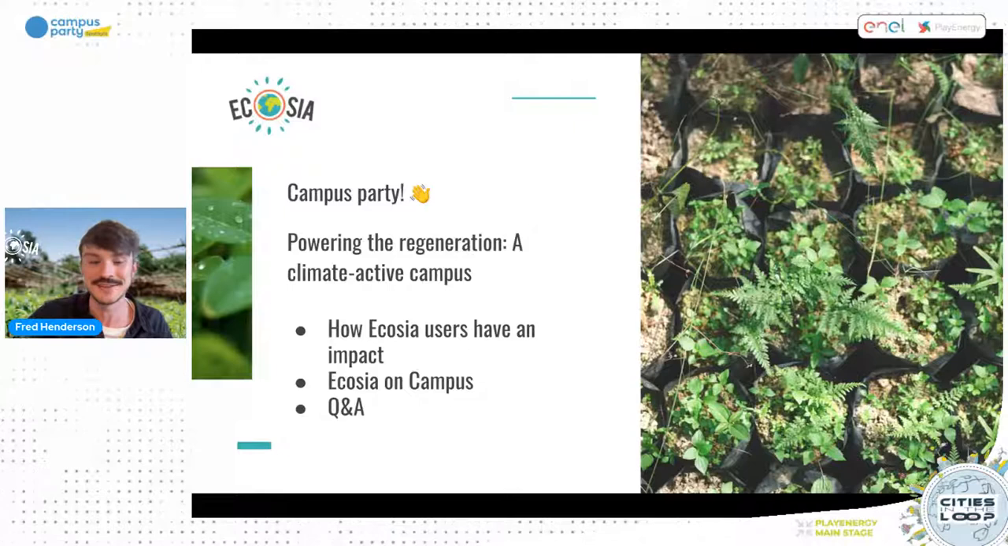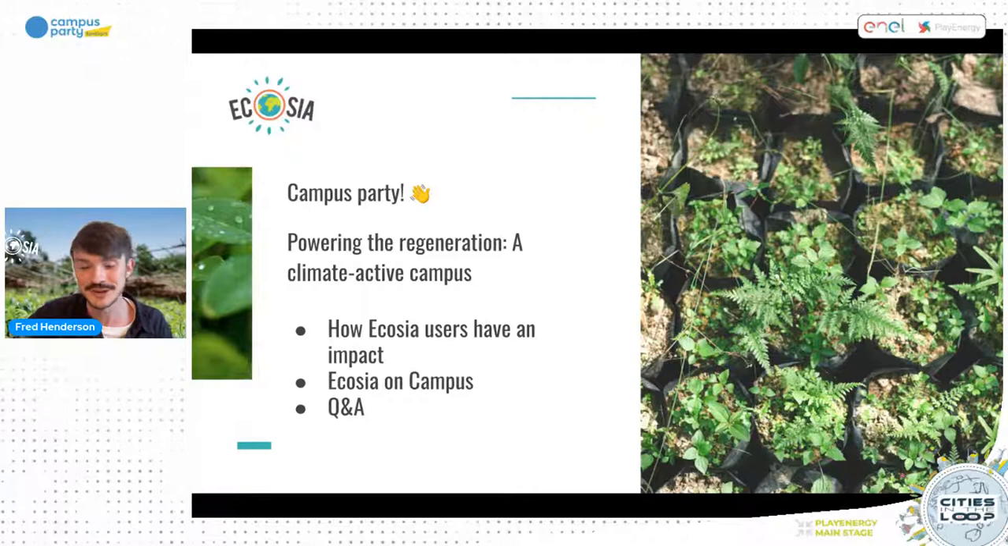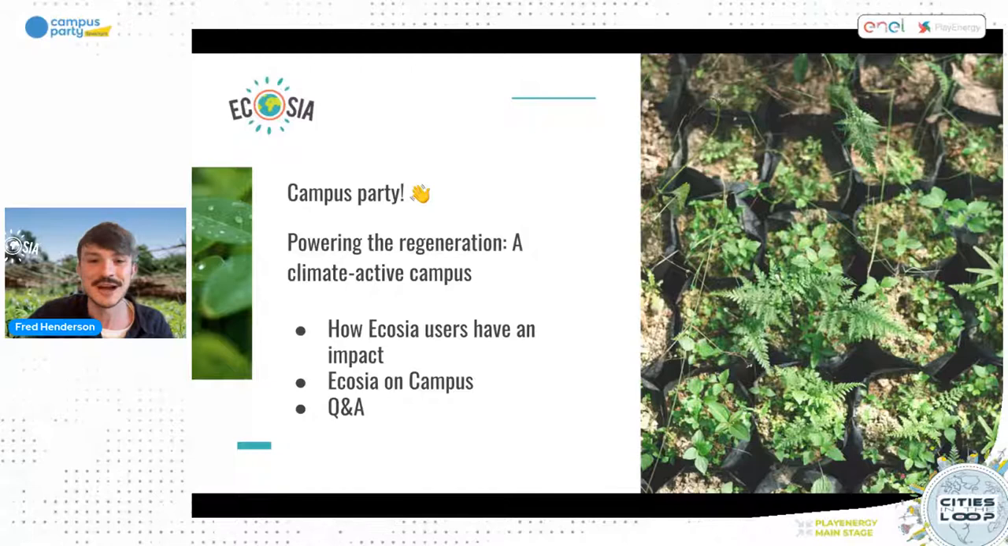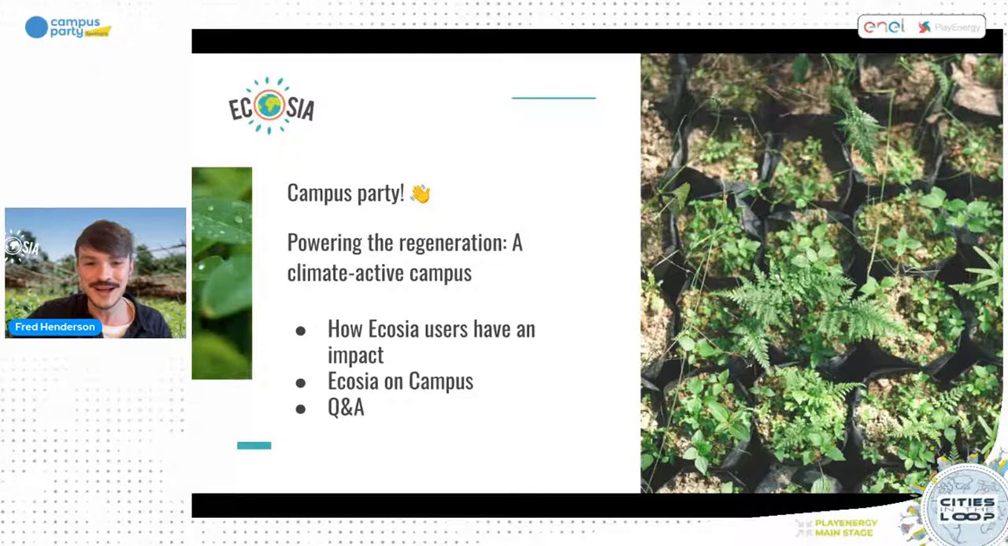We're also going to be discussing Ecosia on campus and how you as a student can make an impact at your university by campaigning with Ecosia. And there's also going to be lots of time to answer any questions that you have, whether that's about Ecosia's business model or where Ecosia plants trees. I'll really do my best to answer the questions that you have. So without further ado, I will kick things off with the presentation.